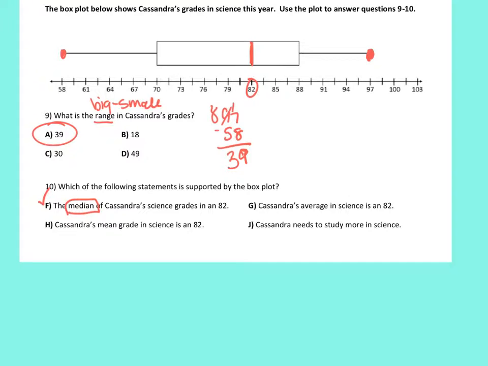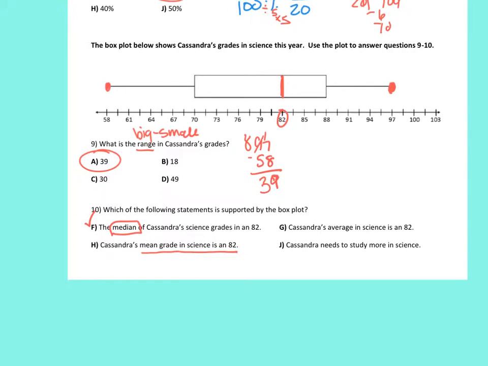Just to check the other ones, Cassandra's mean grade in science is an 82. No. When you get these box plots, that's going to be an answer choice. We can't figure out the mean from her box plot. Does that make sense? We can see her lowest grade, her highest, her upper and lower quartiles, and her actual median, but we can't tell what the average mean of all of her test grades is. So that's never going to be the right answer.